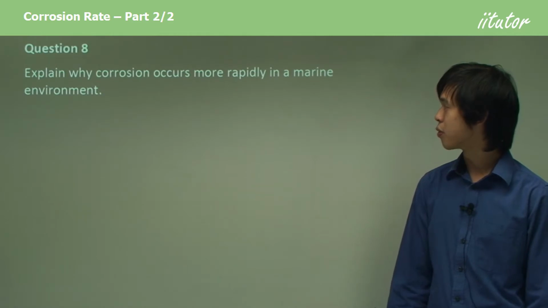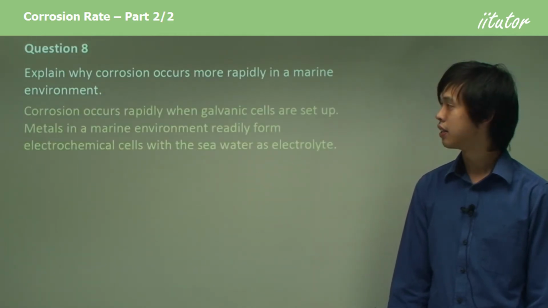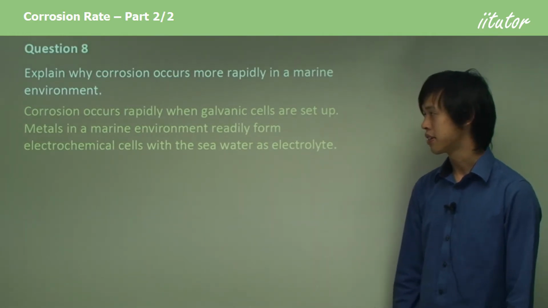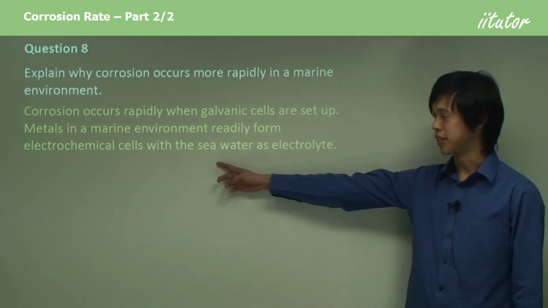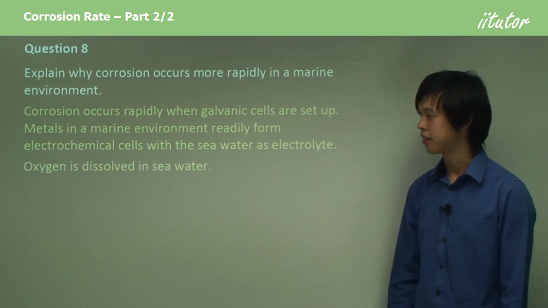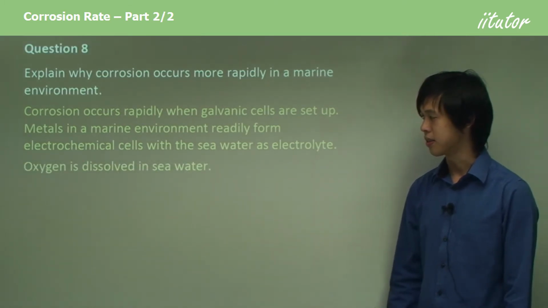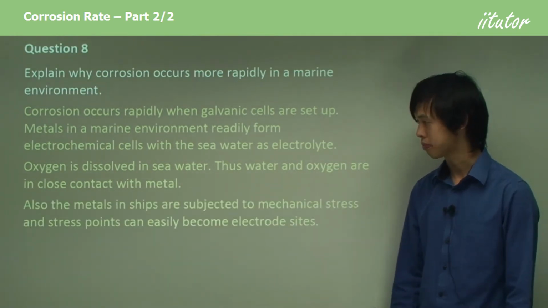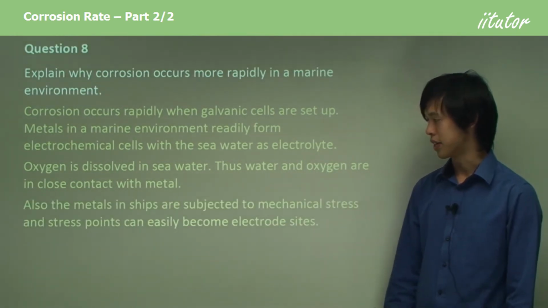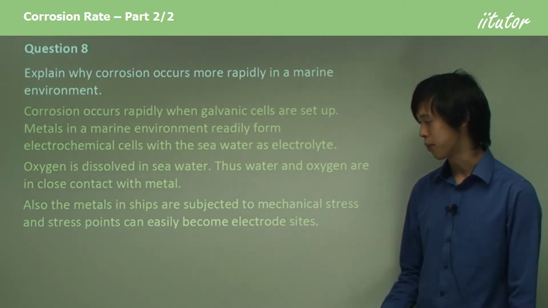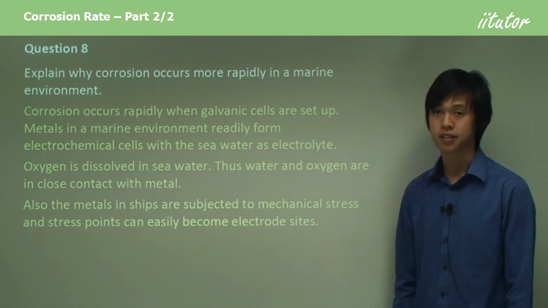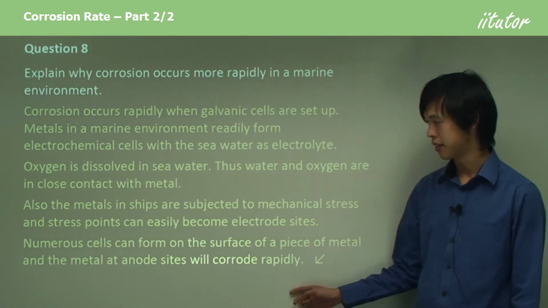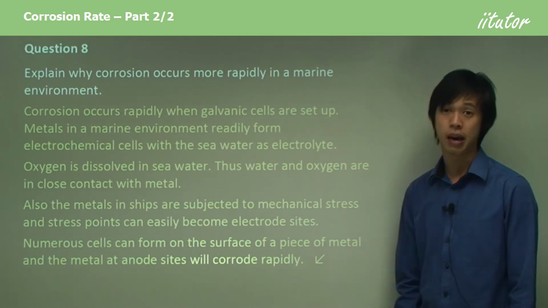Explain why corrosion occurs more rapidly in a marine environment. So, because galvanic cells are set up. Metals in a marine environment readily form electrochemical cells with the seawater as the electrolyte. The oxygen is dissolved in the seawater, and thus water and oxygen are in close contact with the metal. The metal in ships are subjected to mechanical stresses, and stress points can easily become electrode sites. Okay? So numerous cells can form on the surface of a piece of metal, and the metal at the anode sites will corrode rapidly. Okay?